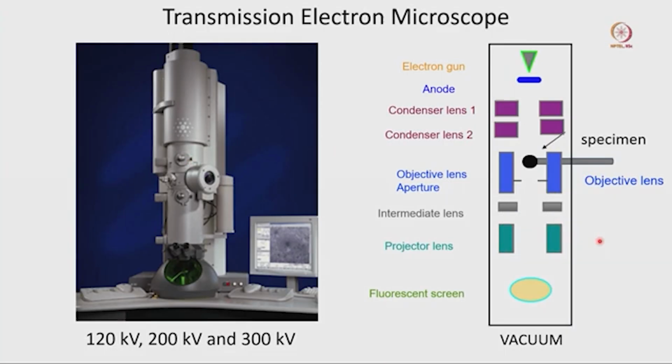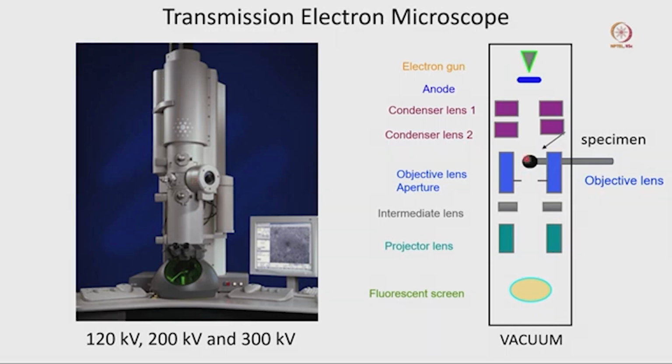Now, if you pay attention to the internal part of this microscope, you can see it has an electron gun and then an anode. Then there are 2 condenser lenses, or sometimes 3 condenser lenses. Here you can see condenser lens 1, condenser lens 2. And then the specimen goes somewhere here. This is the goniometer or specimen holder.